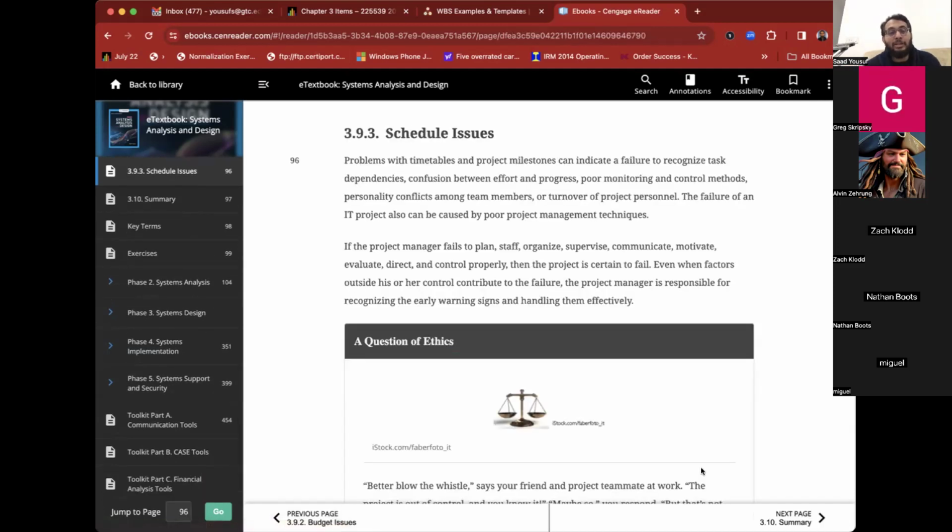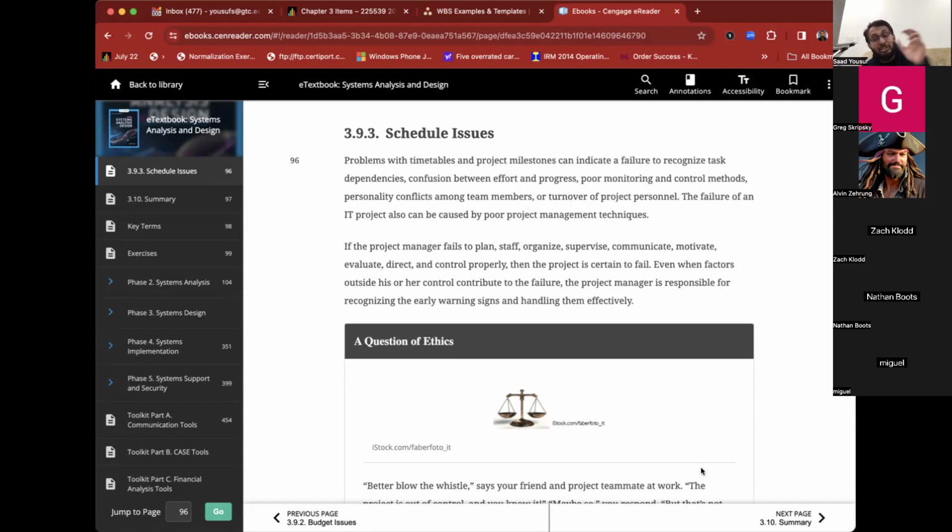Finally, when it comes to schedule issues, problems with timetables and project milestones can indicate a failure to recognize task dependencies, confusion between effort and progress, poor monitoring and control methods, personality conflicts among team members, or turnover of project personnel. Those could be some of the other issues. Besides that, if the project manager fails to plan, staff, organize, supervise, communicate, motivate, evaluate, direct, and control properly, then the project is certain to fail.